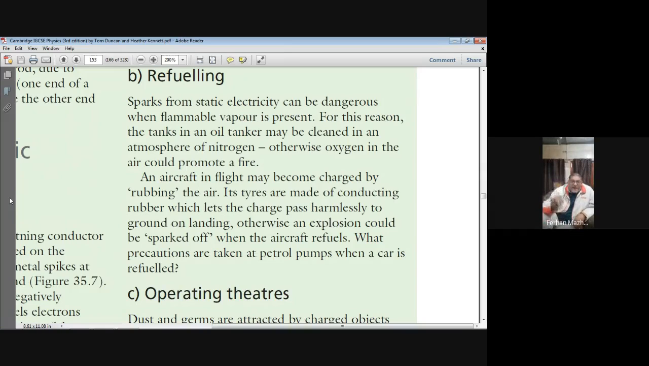In the same way, the nozzle of that petrol pump through which they are filling your car should also be earthed. So when you earth them, the nozzle will become neutral, your car will become neutral, so there is no chance of a spark and you will be able to avoid any kind of explosion.